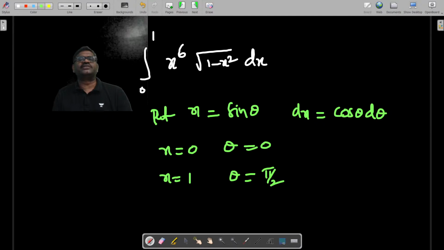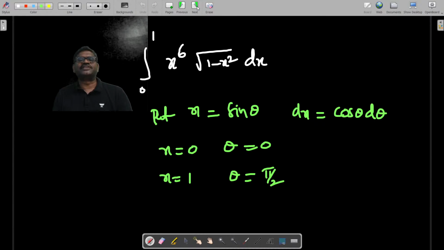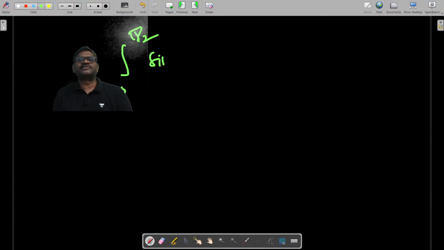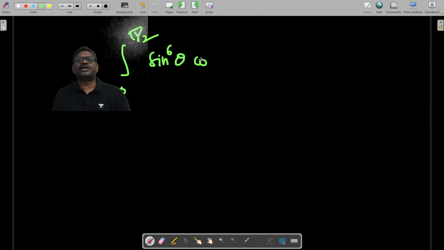Now we have to write this integral in the form of 0 to pi by 2. x power 6 is nothing but sin power 6 theta. Square root of 1 minus sin square theta is square root of cos square theta, which is cos theta. Cos theta into cos theta d theta, that is cos square theta d theta.